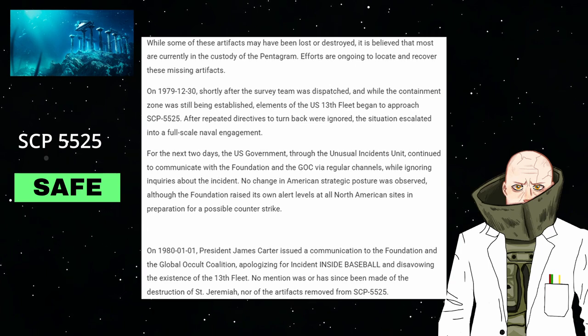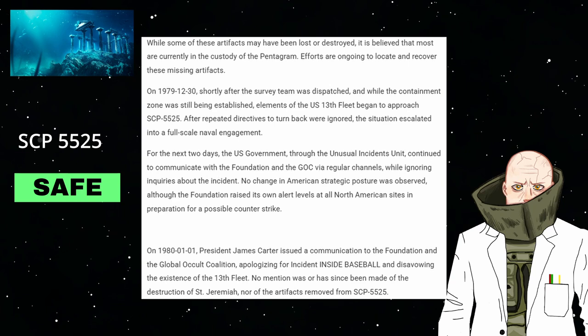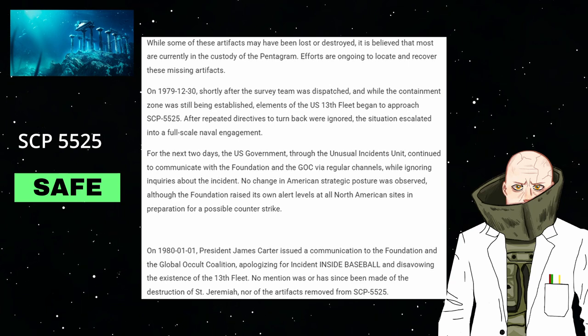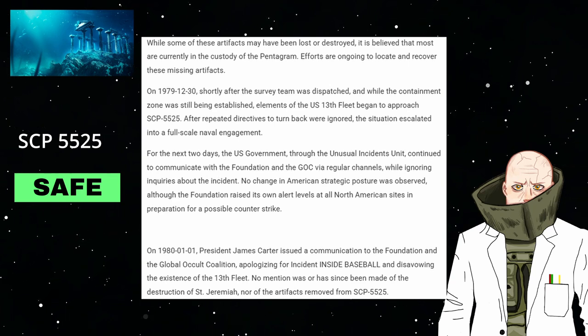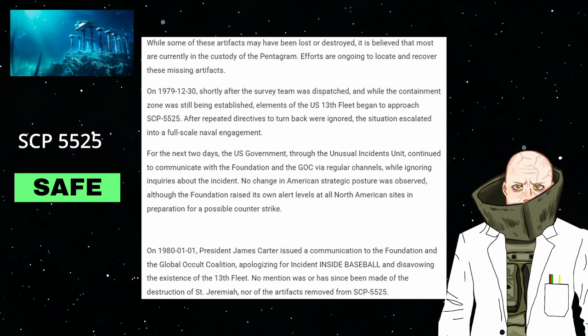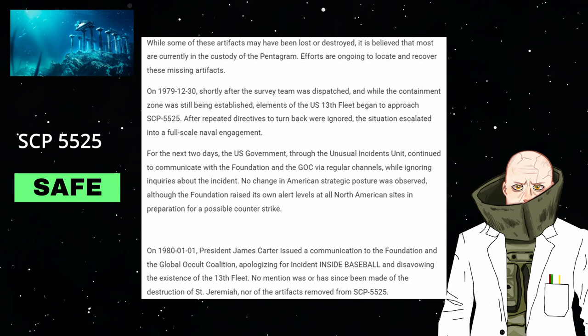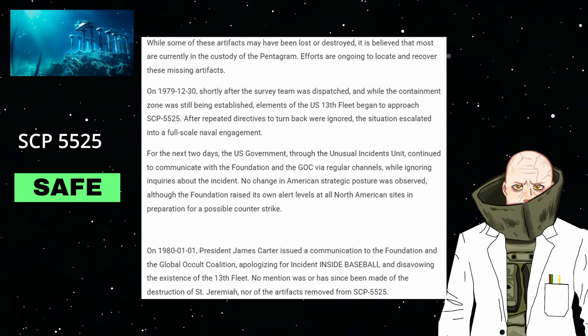On the 1st of the 1st, 1980, President James Carter issued a communication to the Foundation and the Global Occult Coalition apologizing for the incident and disavowing the existence of the 13th Fleet. No mention was or has since ever been made of the destruction of St. Jeremiah, nor of the artifacts removed from 5525.